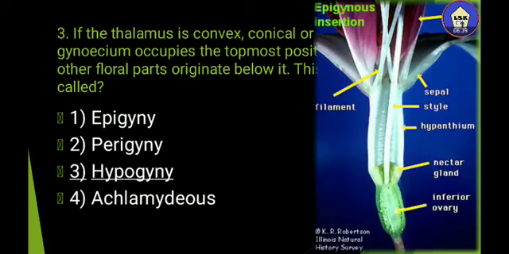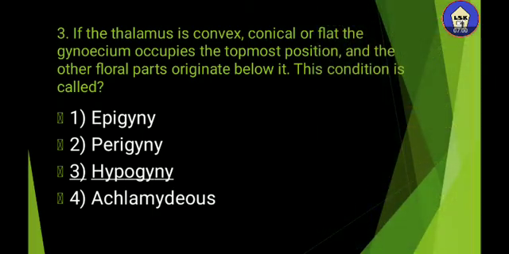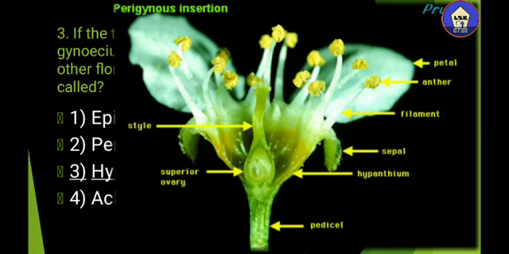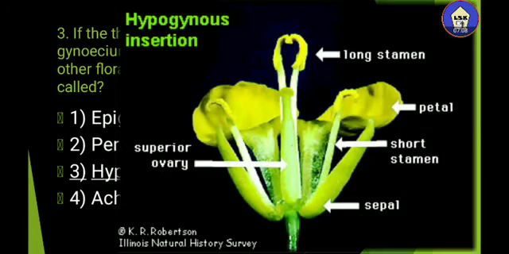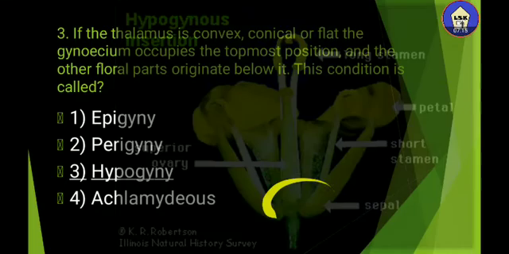So here is a photograph of an epigynous flower. Say, epigynous insertion. Insertion means the mode of arrangement of floral organs on the thalamus. Based on the insertion, the flower can be differentiated into epigynous, perigynous and hypogynous. Here you can see the ovary is inferior. The next one is perigynous, where all the floral parts are arranged in the same plane. And the third one is hypogynous. Hypogynous means the ovary is superior and all the remaining floral parts are arranged below the gynoecium.